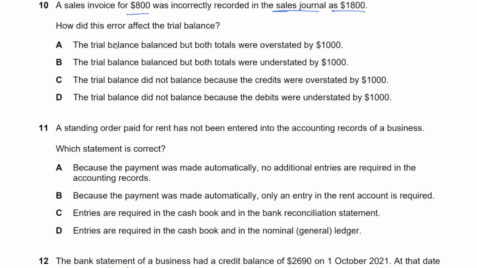Okay, the trial balance balanced, but both totals were overstated by 1000. Now look, when you record an invoice, you sold something to somebody. When you record that invoice as 1800, that's basically an error of original entry. Okay? So in your sales journal, there will be a list of all the transactions. In between, you inserted this 1800, more transactions, and now you see what happens. Your total is overstated by 1800, and your individual entry is also overstated by 1800.